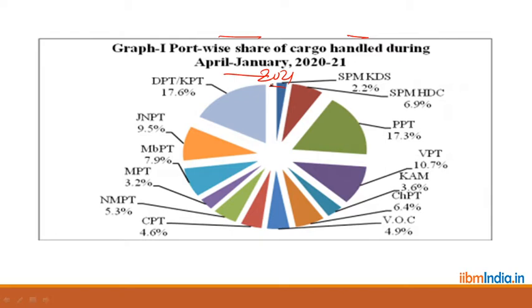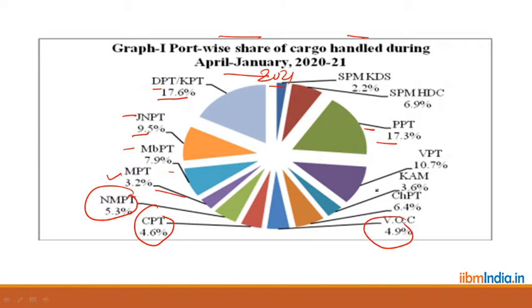Maximum number of port-wise share of cargo handled during April-January 2021. Maximum is DPT, Deendayal Port, 17.6. Second is PPT, Paradip, 17.3. GNPT 9.5. MBPT 7.9. MPT 3.2. NMPT 5.3. CPT 4.6. VOC 4.9.